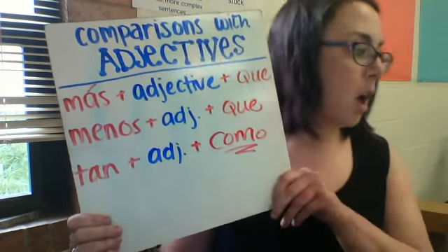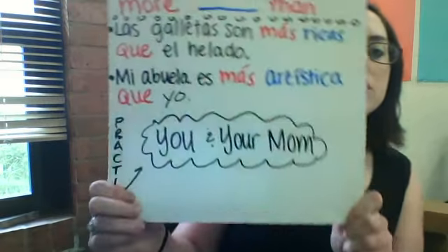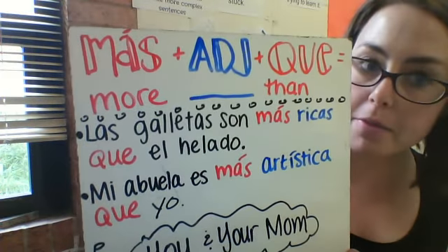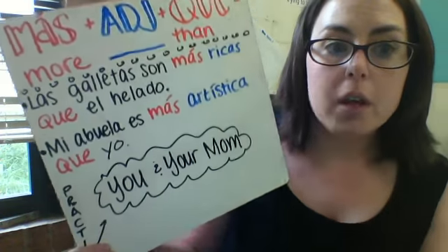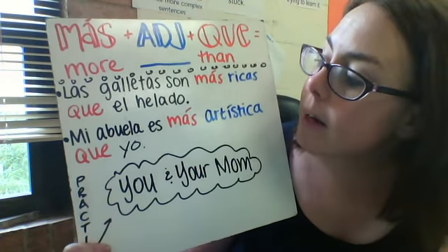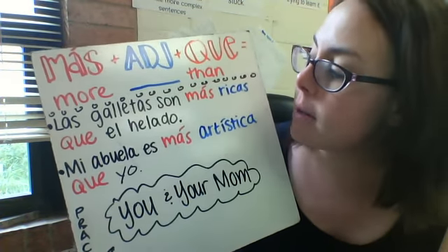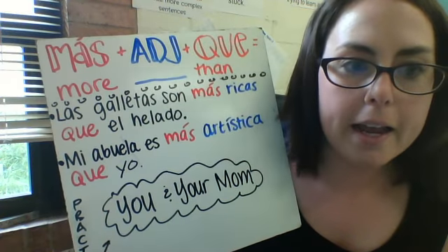Okay, so starting with más plus an adjective plus que, this is what we use to say more something than, okay? So the something is just going to be whatever it is that we're describing. So, for example, I might say, las galletas son más ricas que el helado.